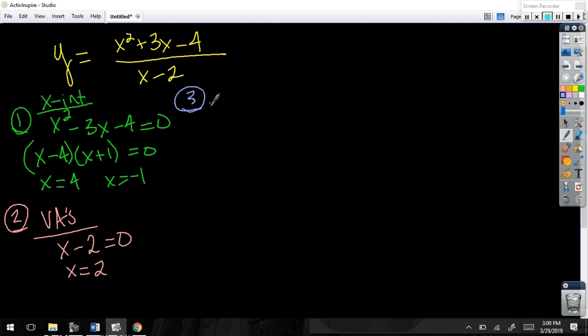Number 3. Clearly, I hope you know which scenario we're in because I told you there was 3. I told you we were going to do 1 in each scenario. We've done 2. Oh, C, that's right. The degree of the top is bigger than the degree of the bottom. It is top heavy. So if that's the case, look at option C. If the degree of the numerator is greater than the degree of the denominator, then there's no.